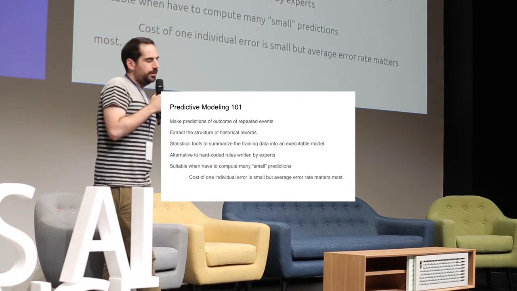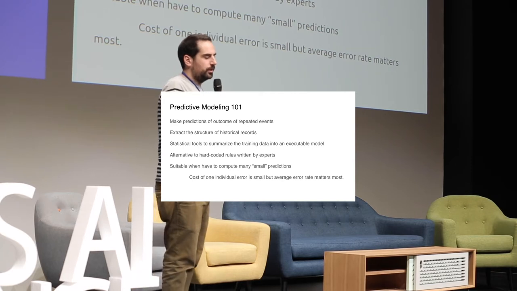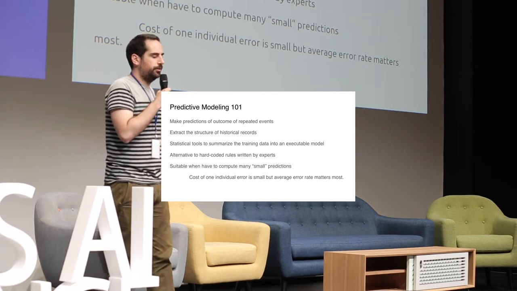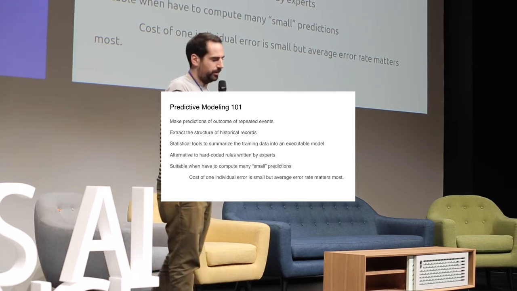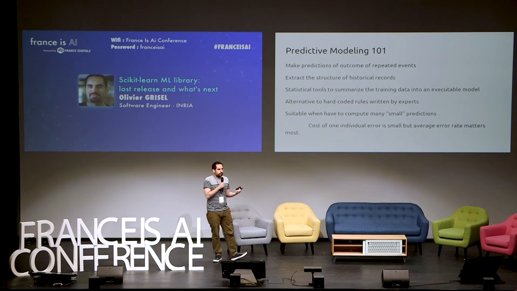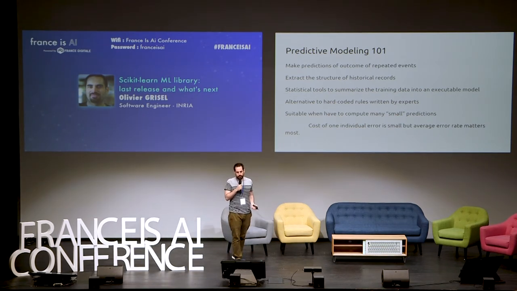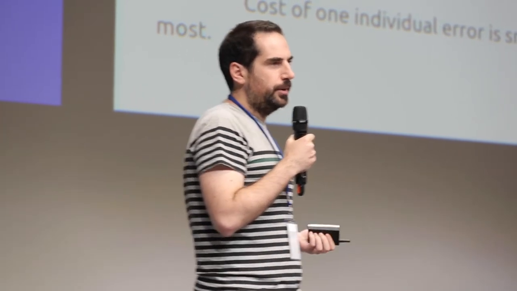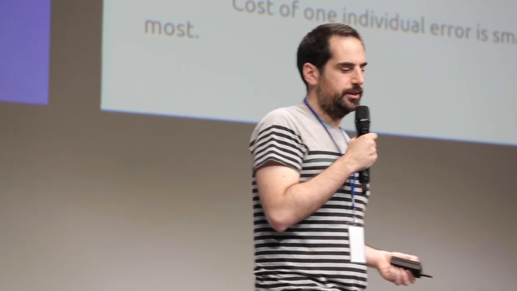So Scikit-learn is a predictive modeling library. The goal is to make predictions of the outcome of repeated events by extracting the structure of the historical record. So this is traditional supervised machine learning, or unsupervised also. And the tools that we use are statistical tools that try to turn a summary of the training set into some kind of executable model, a Python program. And you can see it as an alternative to hard-coded rules written by experts on a specific domain of interest.